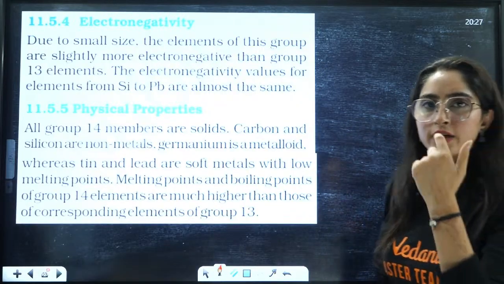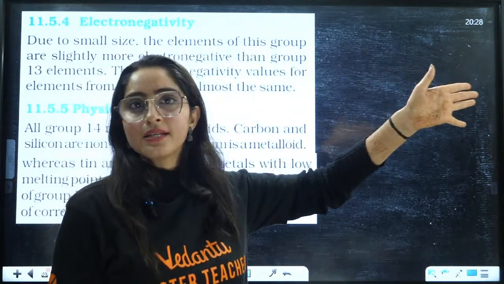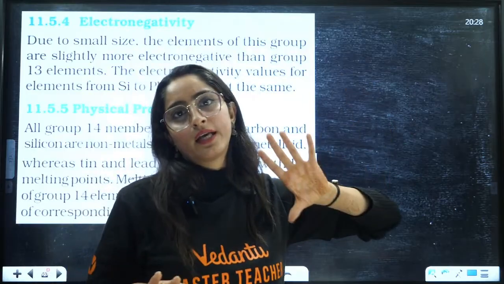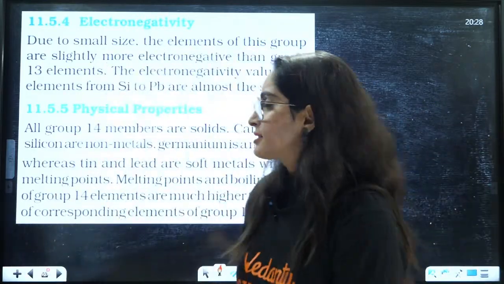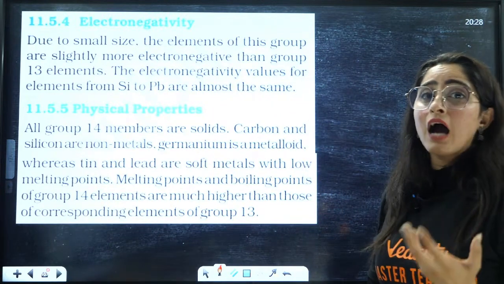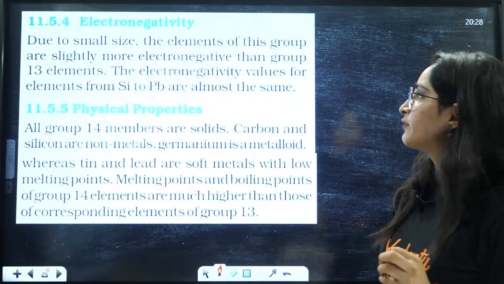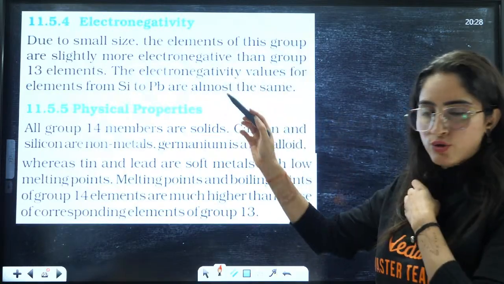Now electronegativity, usually along the period it will increase, and down the group it will decrease, right? So we are talking about down the group, so it should decrease. So that means carbon should have maximum electronegativity. Due to small size, the elements of this group are slightly more electronegative.